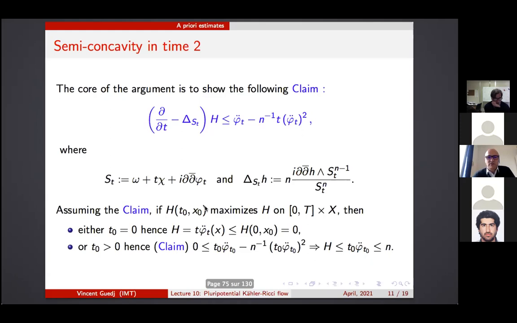What happens if t0 is positive? Well, then the heat operator at the maximal point t0, x0 is positive. Therefore, with the claim, what we do get is that phi t double dot minus t phi t double dot squared divided by n is positive. I multiply by t0. And what I do get by this claim is that t0 phi t double dot at t0 is less or equal than n. And therefore, h is less or equal than n. Okay? So either it's at time zero, then we are very good, or it's at a positive time, and then we are still good enough to say that h is less or equal than n. Okay, so that's the way we use the claim, and let's now prove the claim.